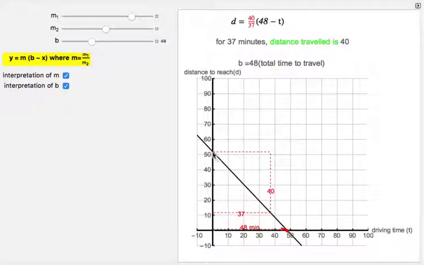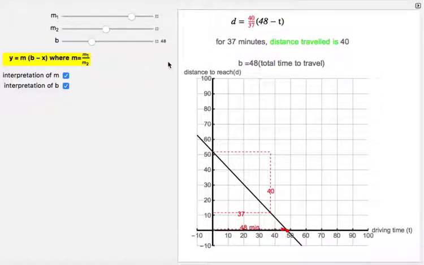Now, obviously, we can't look at this and say for sure this is 52 or say for sure this is 12, so we say for every 37 minutes, we travel 40 feet, or for every 37 hours, you travel 40 miles, or whatever units you want to use. For every 37 time units, we travel 40 distance units.